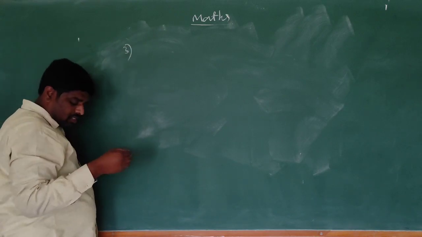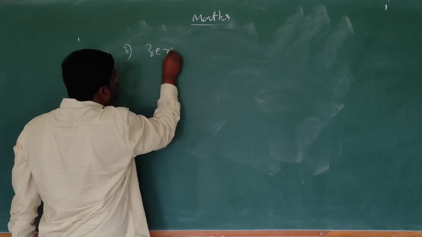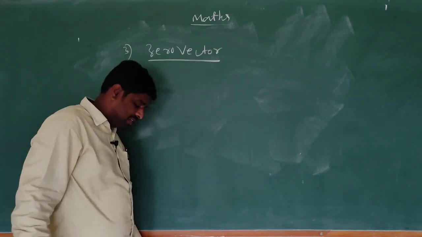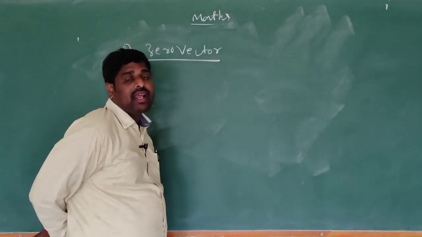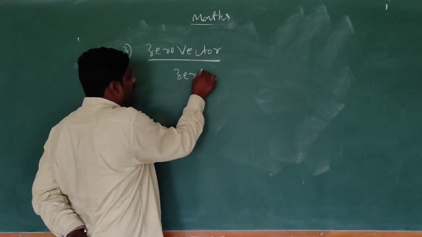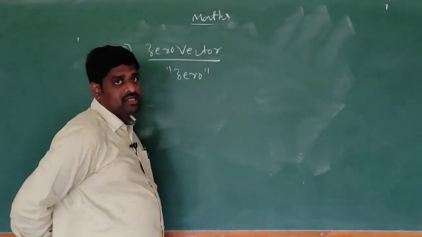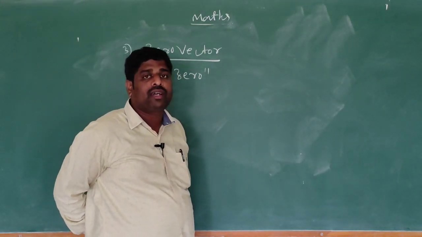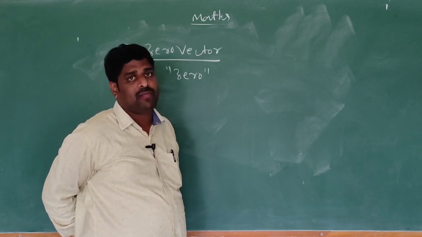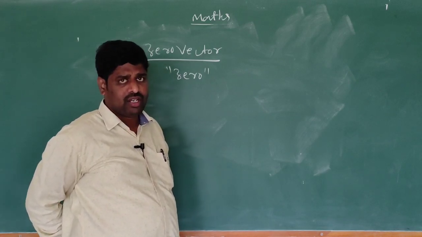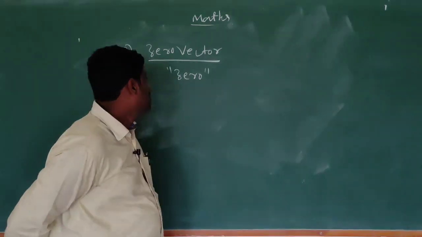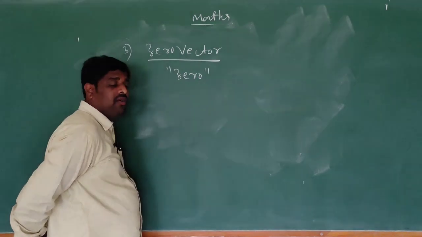Next, another one: zero vector. Zero vector means, as the word itself says, the answer is zero. Zero vector means a vector having magnitude 0. So the magnitude of the vector is 0. Such a type of vector is called a zero vector.